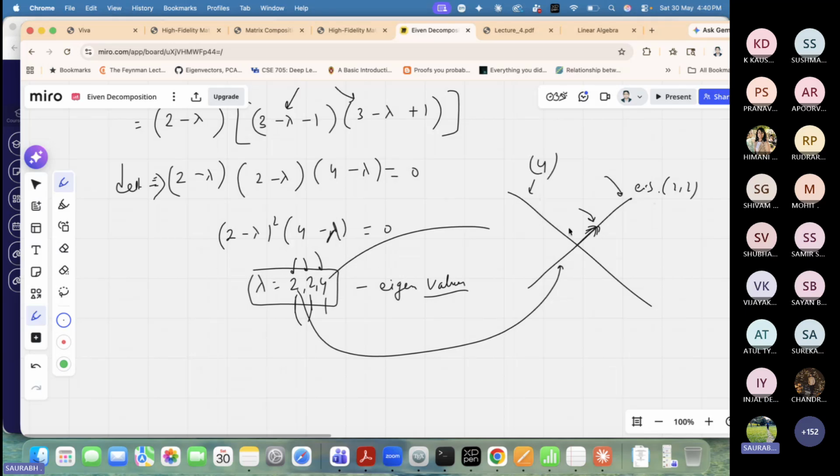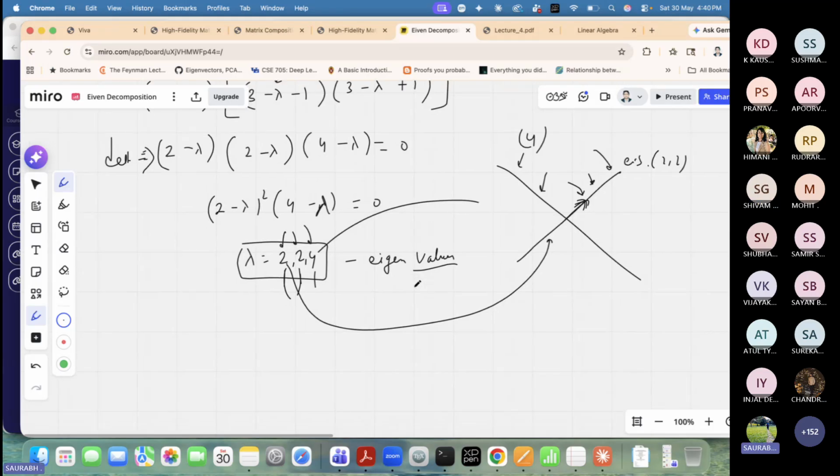Both of these would be there. There would be only two distinct directions of eigenvectors. If the direction changes, then it's not an eigenvector. Sorry? If the direction is changing, then it's not an eigenvector.